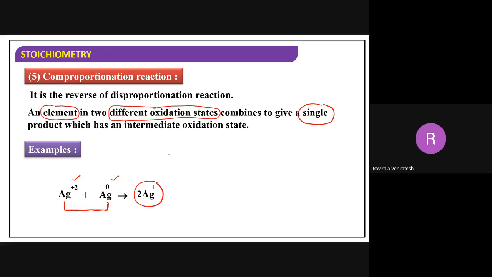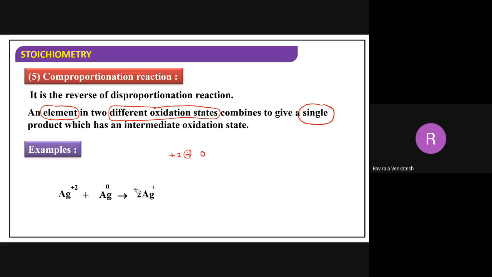Now what is the intermediate oxidation state for plus 2 and 0? Between, the middle. Which one? Between plus 2 and 0. Plus 1, plus 1 only. You got plus 1. This is the simple reaction you can take here.